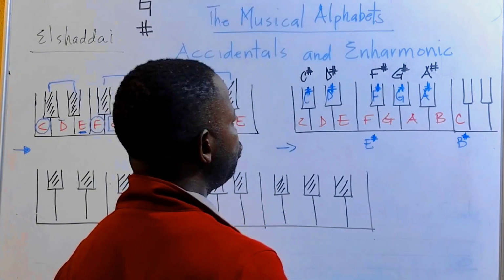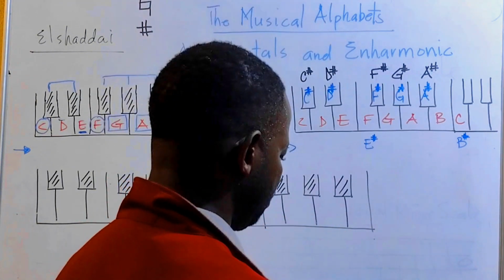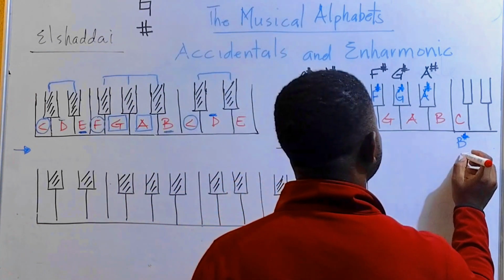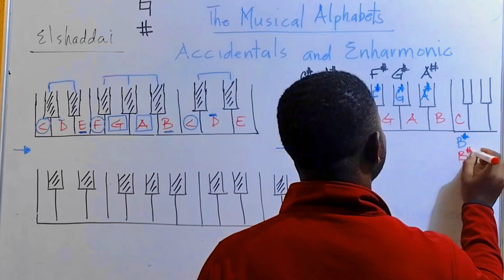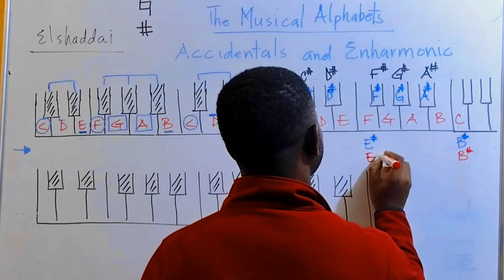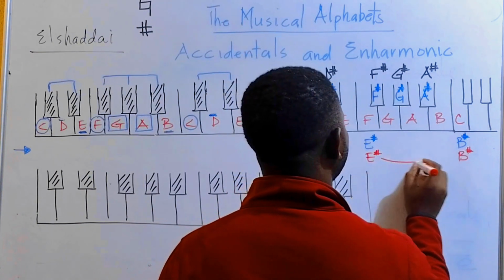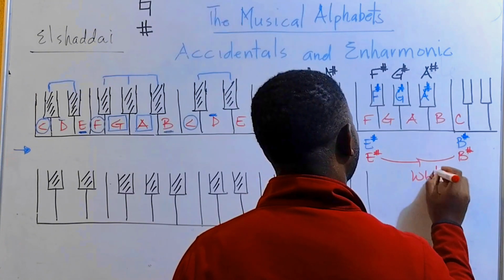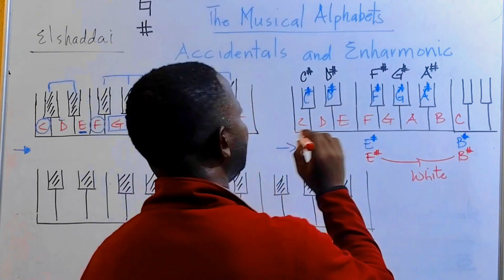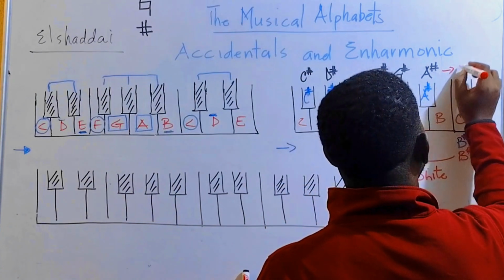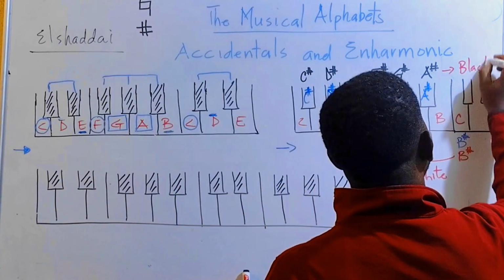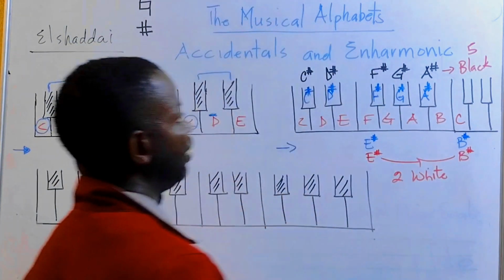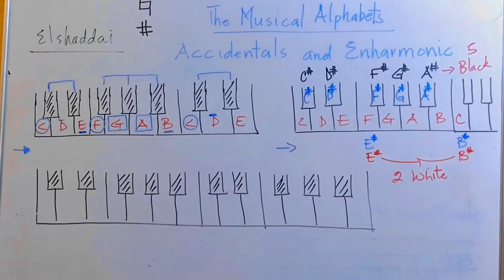And the 2 white sharps are B sharp, this is B sharp, and E sharp. So B sharp and E sharp are white. And the ones up there are black. So we have 5 black sharps and 2 white sharps.